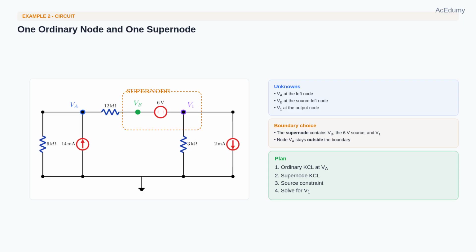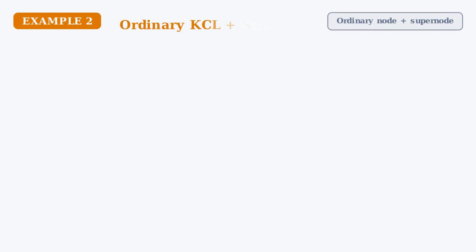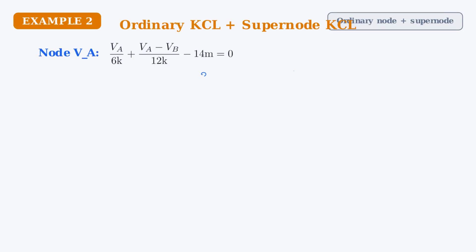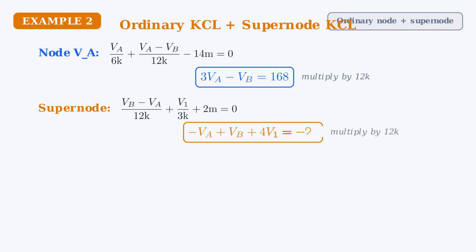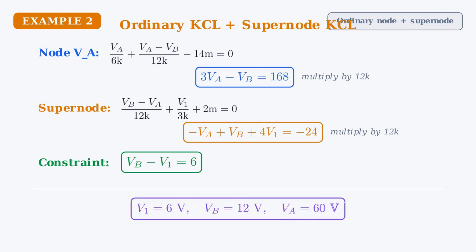Node VA stays outside, so we will write one ordinary KCL equation at VA, one supernode KCL equation, and one source constraint. Our goal is V1. Start with the ordinary node, VA. Its leaving current equation is VA over 6K plus (VA minus VB) over 12K minus 14 mA equals 0. Multiply by 12K and we get 3VA minus VB equals 168.